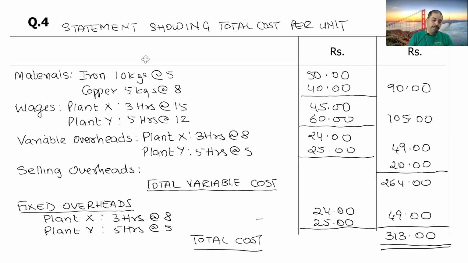Answer to the first one, first part. If the product is new to the market and the company wants to penetrate the market, then the minimum price should be the total variable cost, that is rupees 264 per unit.